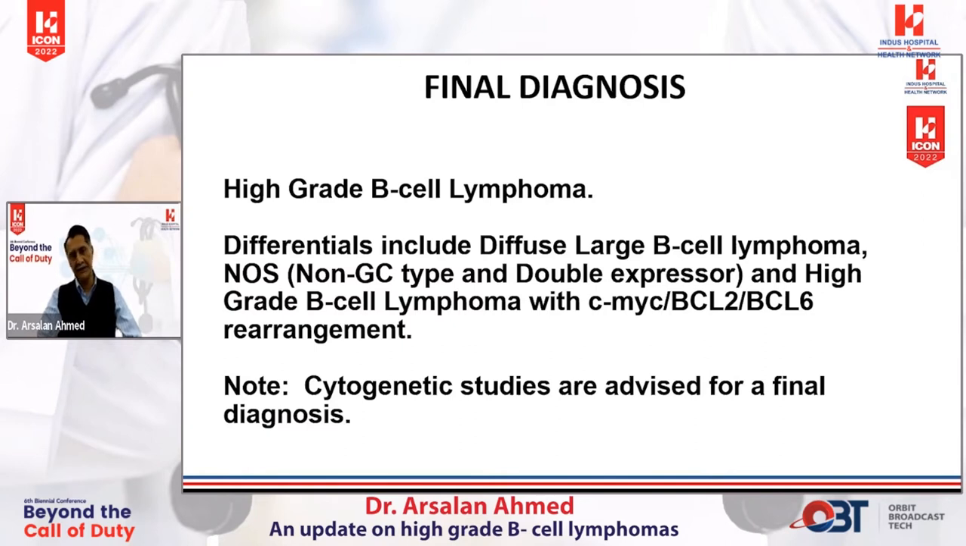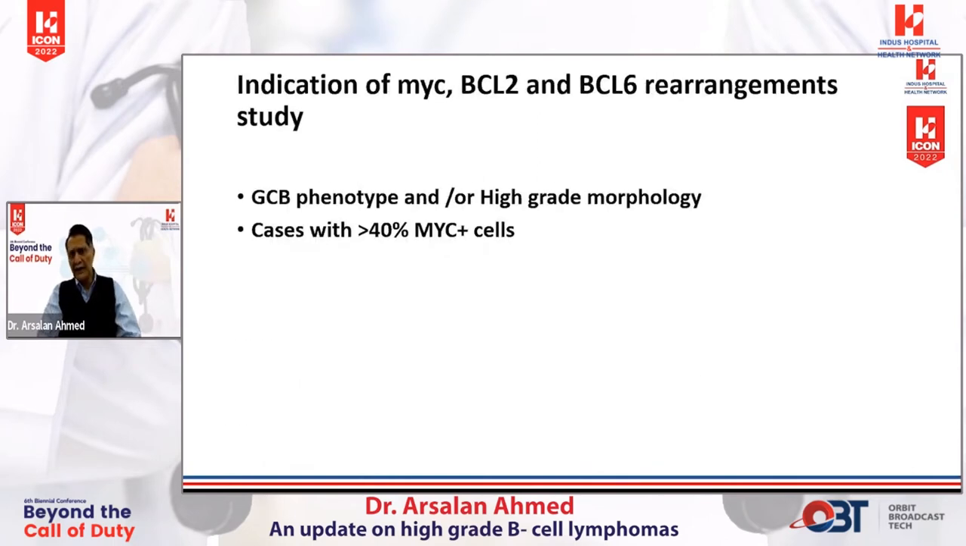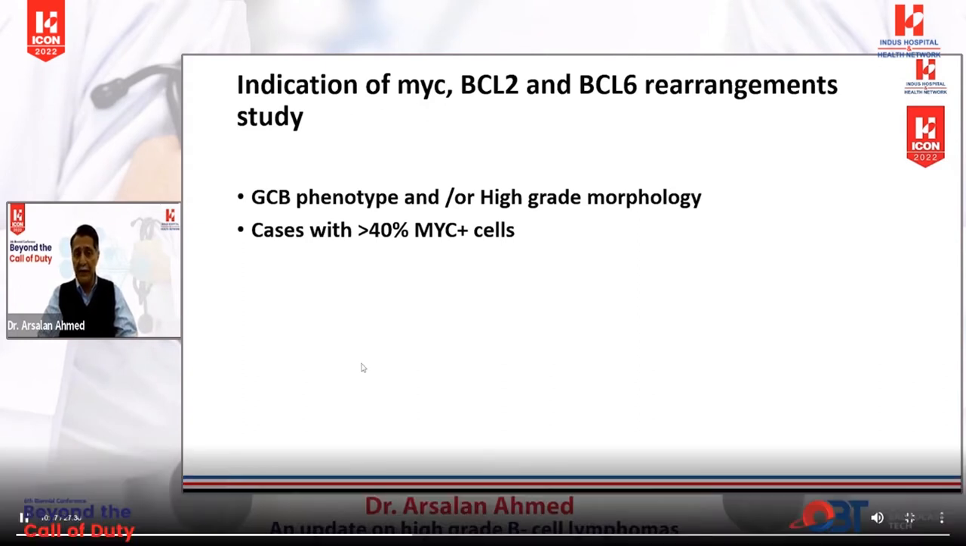Okay, so this is my first case, and this is very important because these may make up the major bulk in our institution and worldwide. So it is imperative to understand these things. What are the indications? When do you order MYC, BCL2, BCL6? According to some of the papers, whenever you have a GC phenotype and/or high-grade morphology, and cases with more than 40% MYC positive cells.